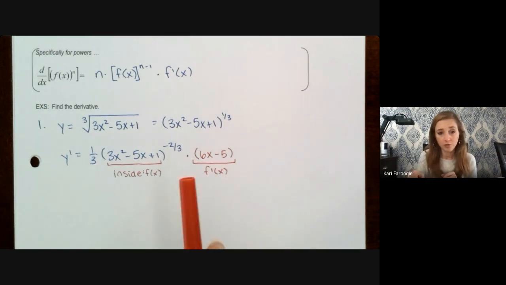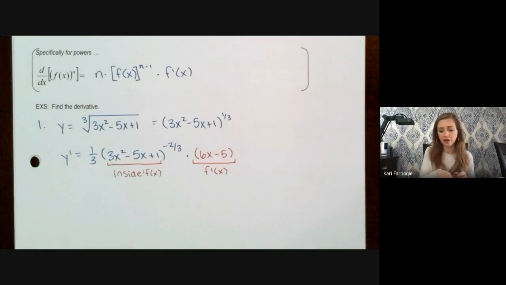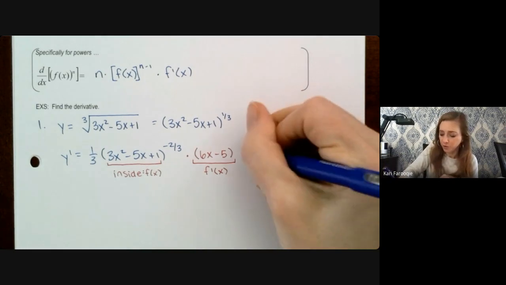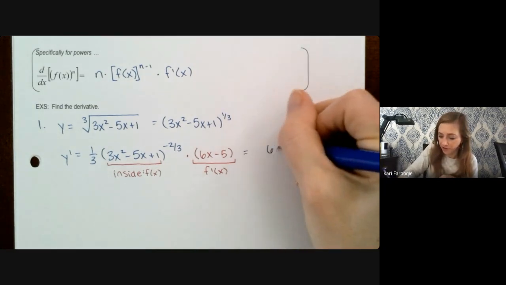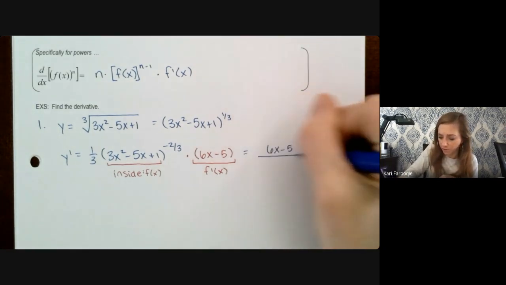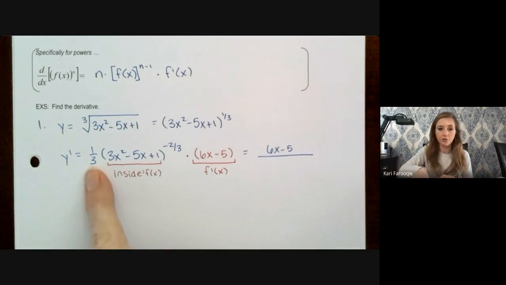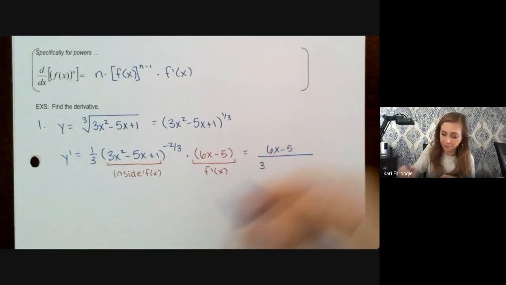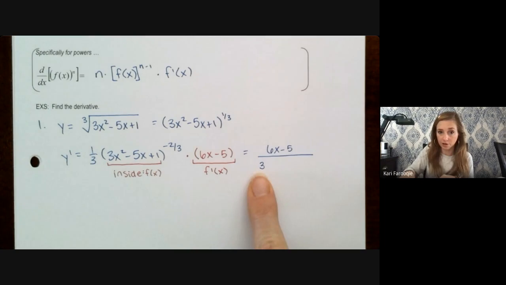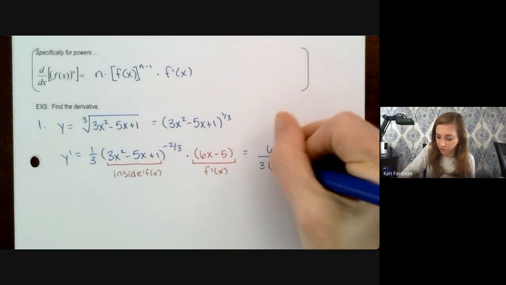I am going to simplify this a little bit. There's not a whole lot you can do here, but I'll at least write this as a fraction and make this exponent positive. And then I'm just going to leave this 6x minus 5 in the numerator. So to simplify your derivative, we'll have 6x minus 5 in the numerator. In the denominator, this 3 from the denominator is going to stay in the denominator. And then this negative 2/3 exponent, I'll just make positive 2/3.